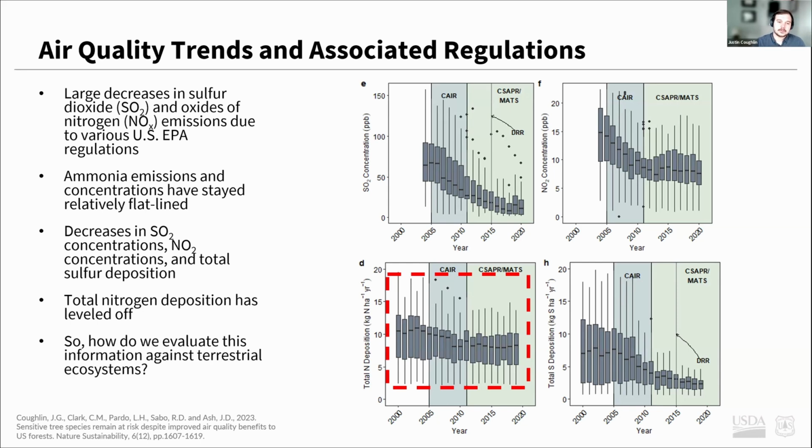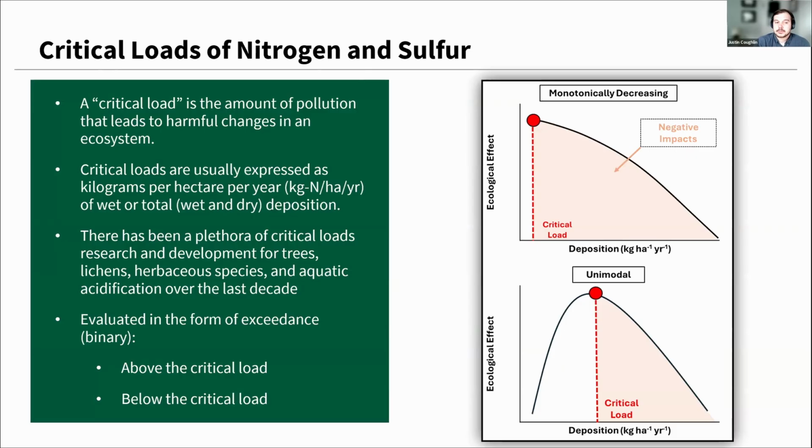So the next question, and Chris touched on this a little bit, is how do we evaluate this information against terrestrial ecosystems? Well, we use the framework of what is called a critical load, which is the amount of pollution that can lead to harmful changes in an ecosystem. These were originally developed in the late 1980s and were developed using experimental studies.